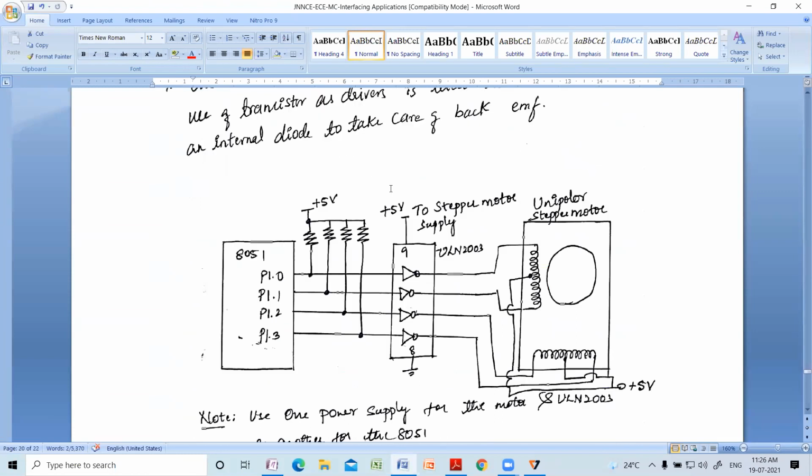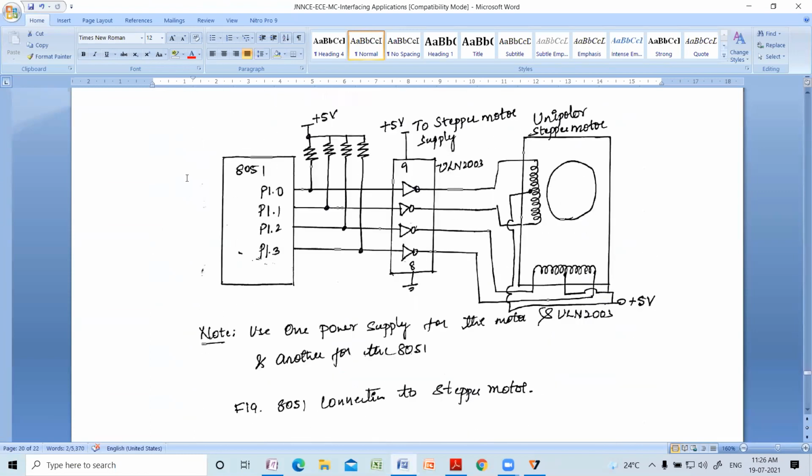Next is stepper motor interfacing to 8051. Here also you are using port 1, P1.0, 1.1, 1.2, 1.3 to drive the 4 stator windings, like this. You are driving them for supplying the current required for the coils. You are using a stepper motor driver also, which is nothing but ULN2003.